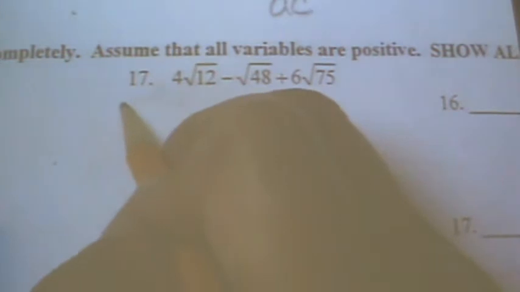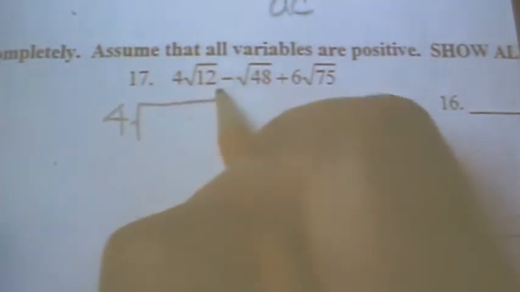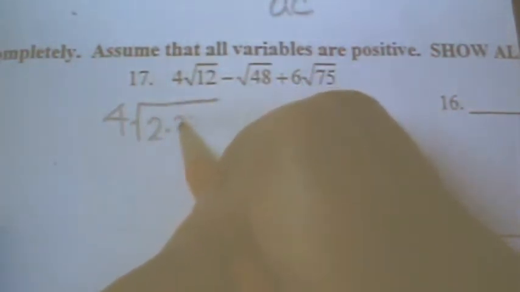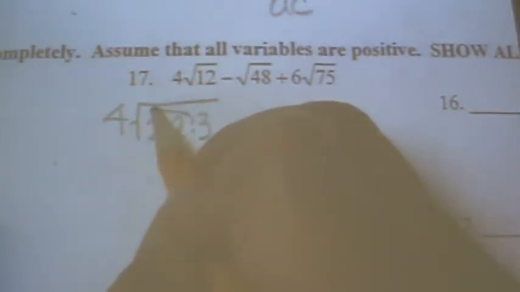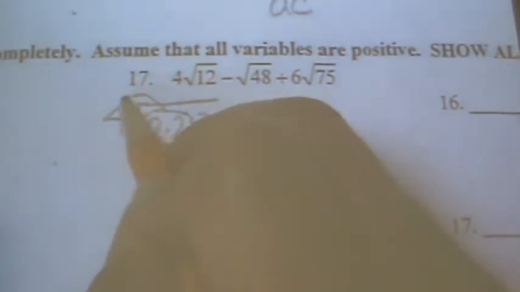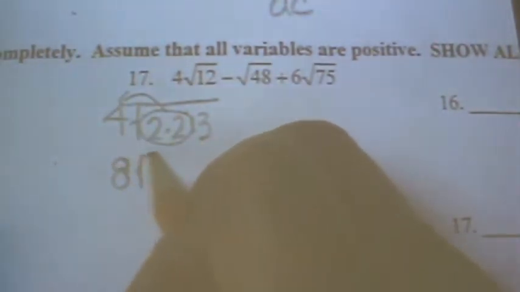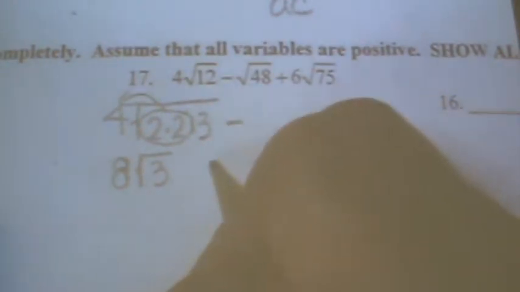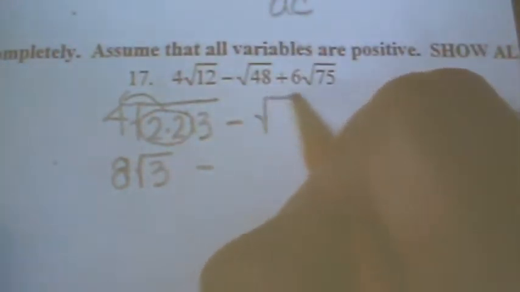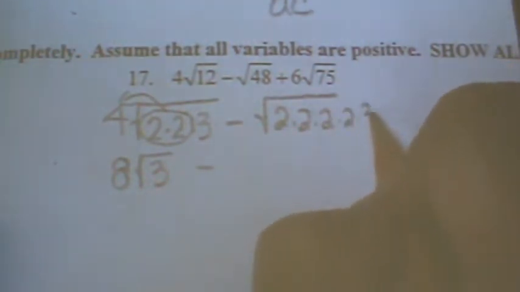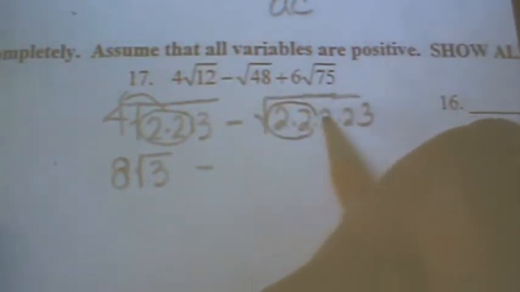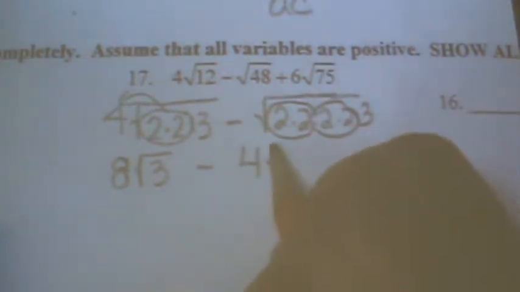Number 17, what are you going to do here? We've got some issues. You've got to break it down. Break what down? What's 12? 2 times 2 times 3. So what comes out? 2. And what do you do with that 2 and this 4? You multiply them. Good. Okay, minus. How do you break 48 up? 6 times 8? 2 times 2 times 2 times 2 times 3. Yep. So what comes out here? 2 and 2, which is 4 root 3.